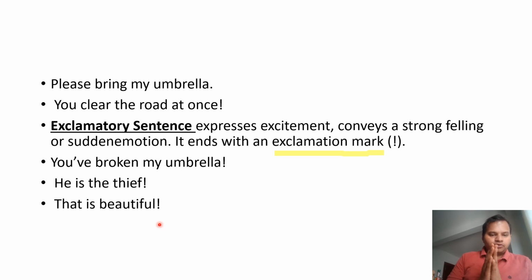You have broken my umbrella. So it is a sudden emotion. He is the thief. It's a strong feeling, and that is beautiful. It expresses excitement.